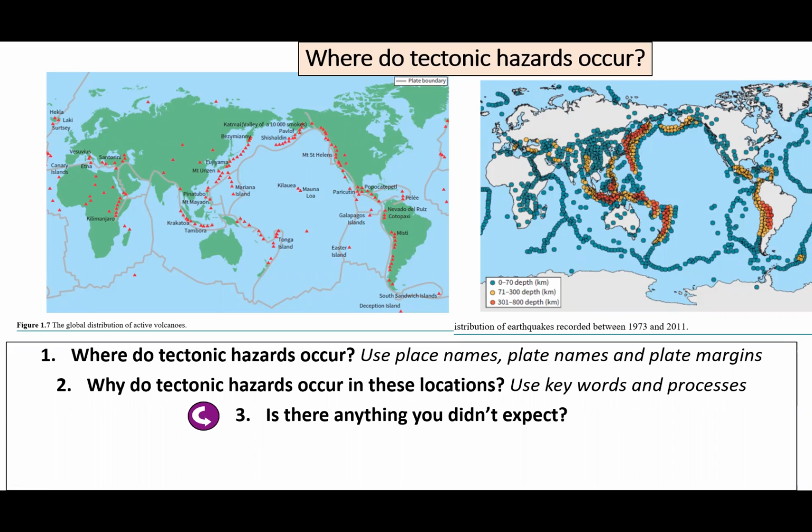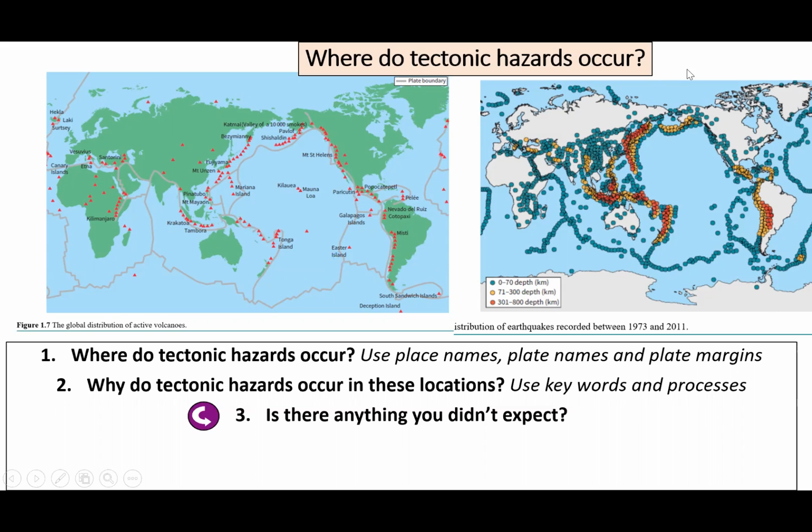So where do tectonic hazards occur? They occur along plate margins. The majority occur along, by the looks of things, the outside of the Pacific Ocean, along the destructive margins through there. Why do they occur in those locations? Well, because of plate movement, plates moving together or plates moving apart. And is there one thing you don't expect?